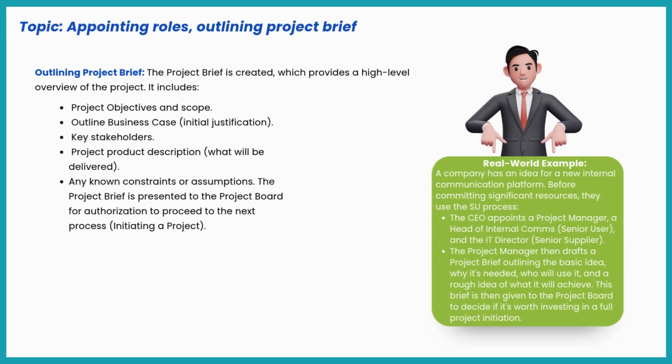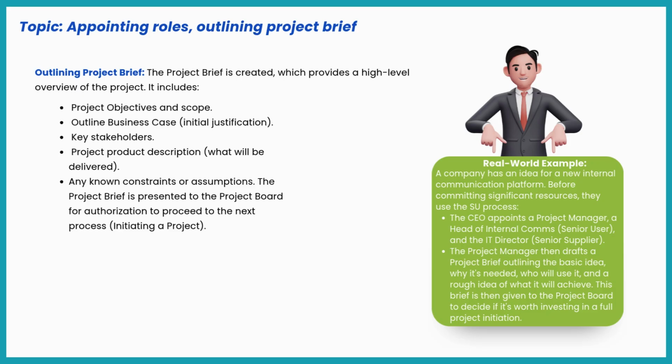Now let's look at outlining the project brief. The project brief gives a high-level overview of the project. It helps the project board decide if the project is worth moving forward with. The project brief includes the project objectives and scope, what we want to achieve, the outline business case, the initial justification for why the project should be done, key stakeholders, people who will be involved or impacted, the project product description, what the project will deliver, any constraints or assumptions, things we already know could affect the project.